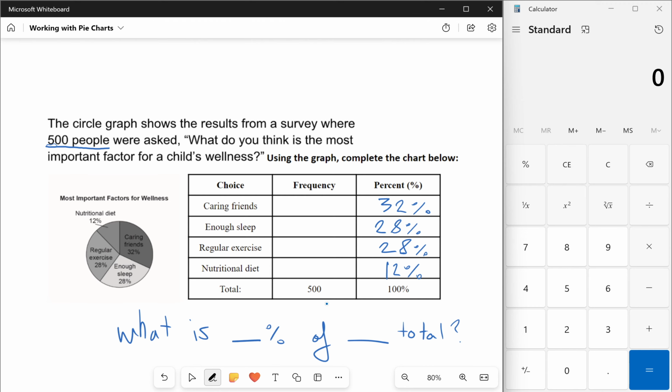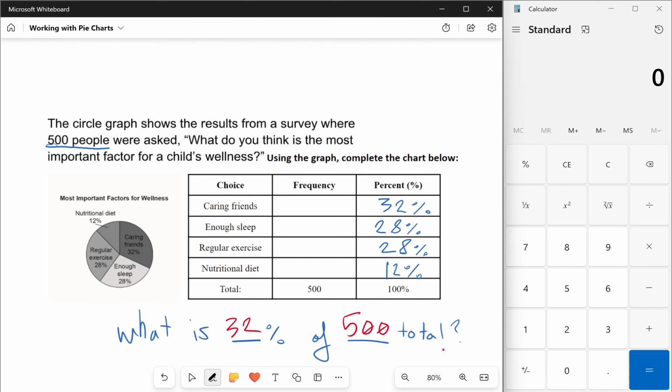And the total's never going to change because this was one survey, so we know the total. The total is 500. So what is blank percent of 500 total? Well, for caring friends, what is 32% of 500 total? I'll fill that in just so you can see it. You don't have to write this down. I'm just doing it so you can see exactly what's going through my brain as I'm solving this.